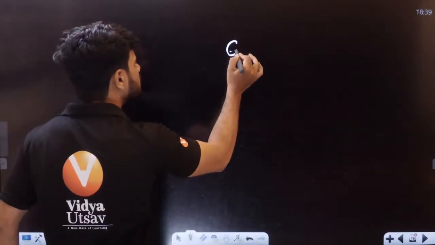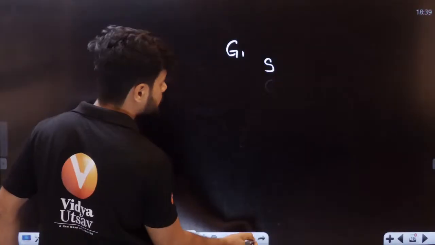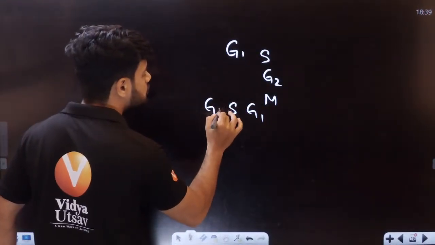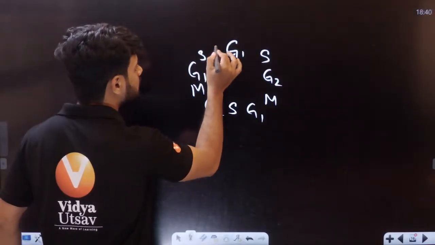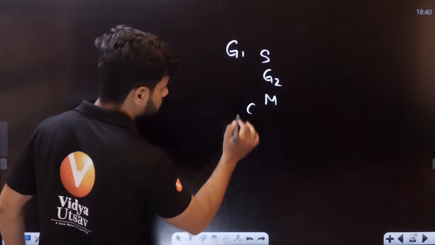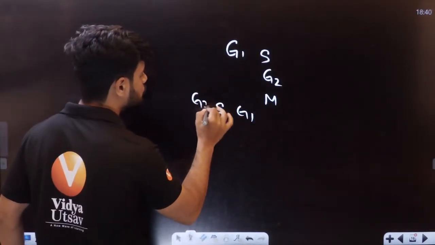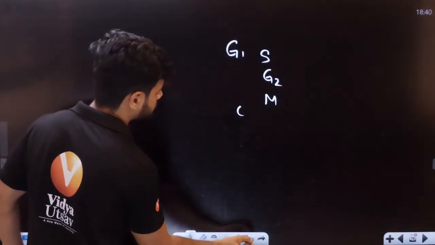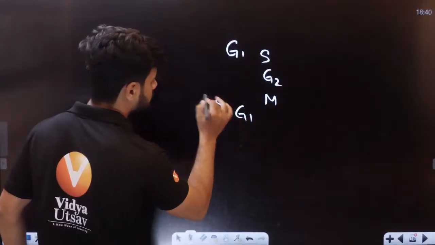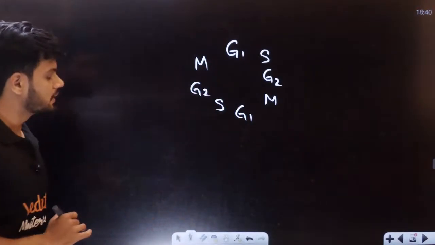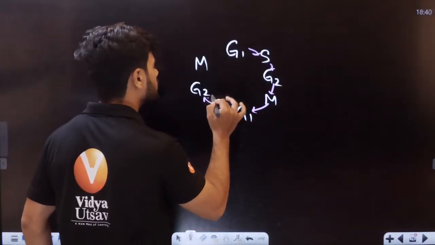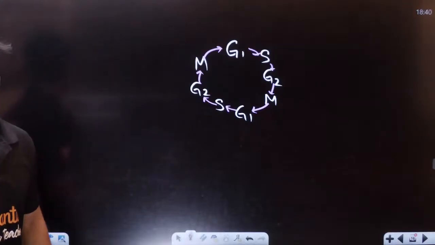First we have what? G1, S, G2, M, G1, S, G2, M, G1, S, G2, M. Okay, so it is a cycle, right? This right here is a cycle. It is a continuous cycle happening like this. Yes or no?